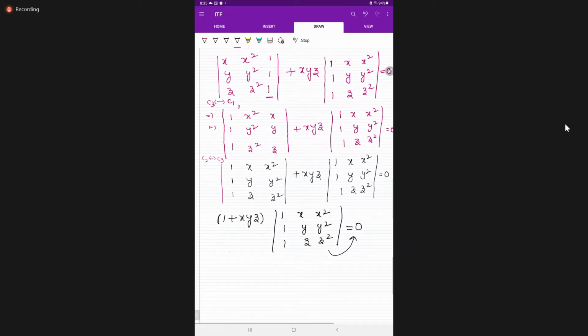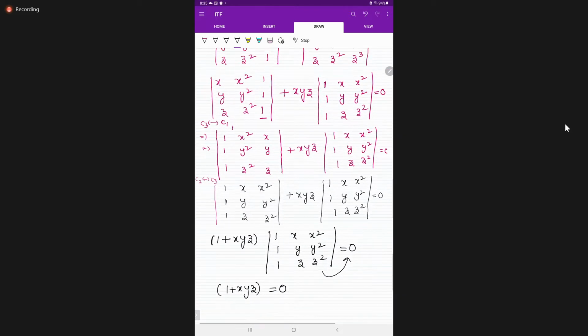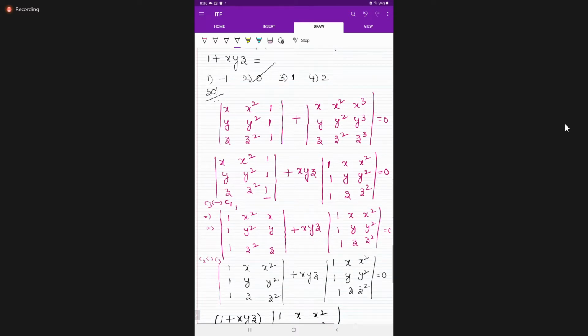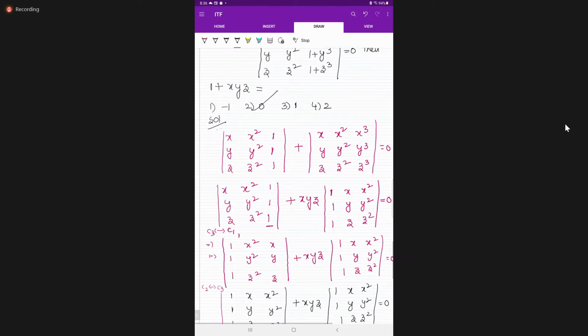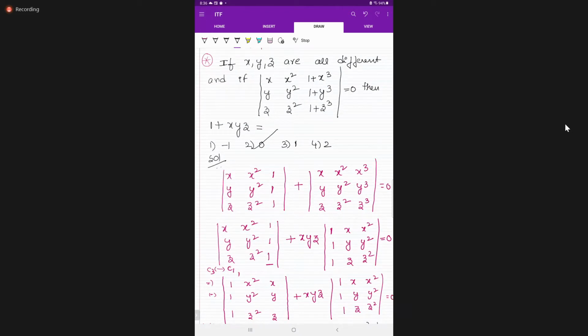What is the option here? Students, my voice is clear or not? Second option. Yes. Please respond, students. My voice is clear, right? Yes, ma'am, screen also visible. Tell me, please respond, all of you. Jayant P, respond.